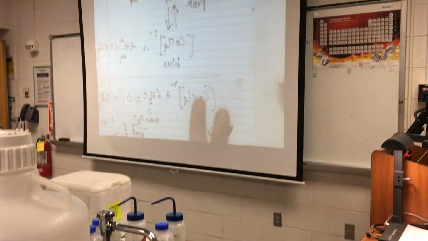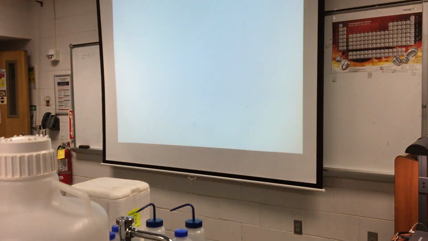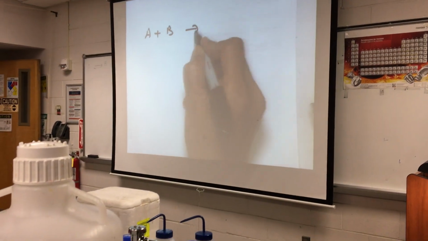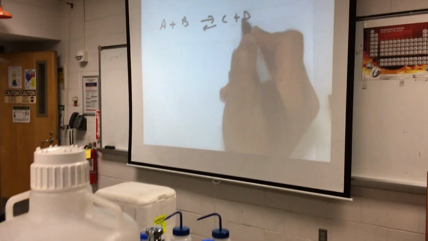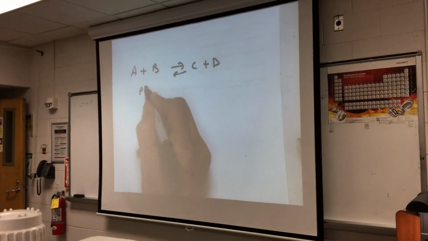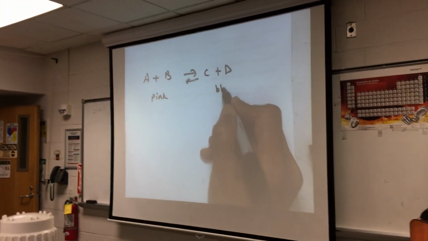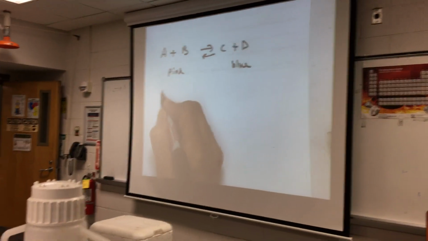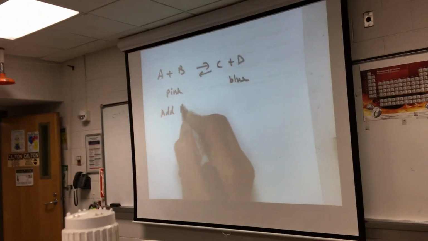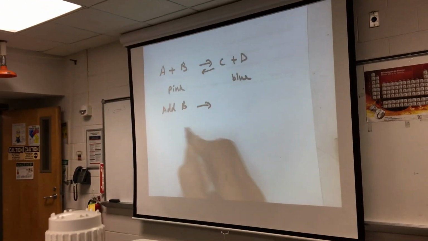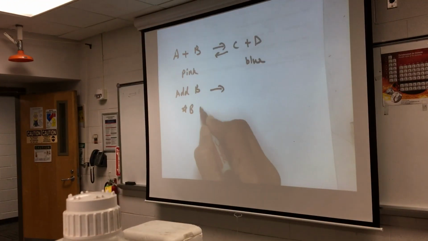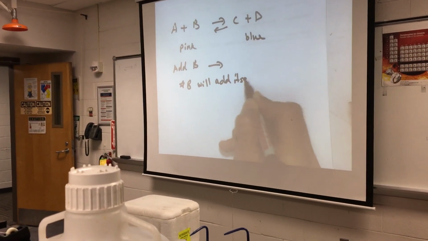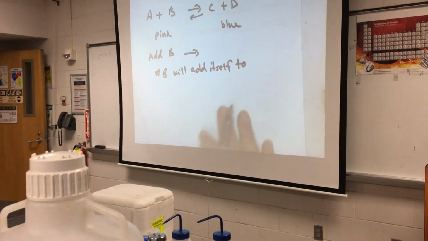I'll take this one here. A plus B give you C plus D. So here is pink, here is blue, the reactants and the product. So if I add too much B, where will be the shift? B will add itself to what? Add itself to what? To the left or the right?